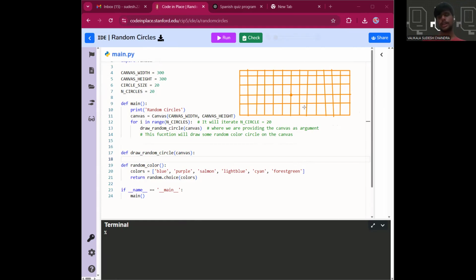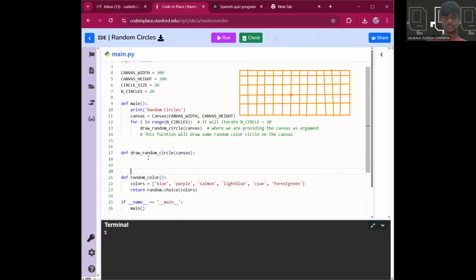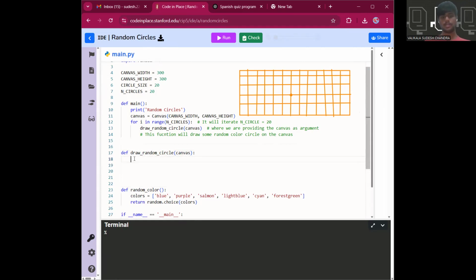Now once we know that, the first thing after getting the canvas is what? We have to draw the circles. In order to draw the circles, what is the first thing that you should know? Since I'm asking you to think of the canvas as a graph, in order to draw the circle on this grid-shaped canvas, the first thing we need is the pinpoint location where we need to draw that particular circle. So for that, we require the x and the y coordinates.